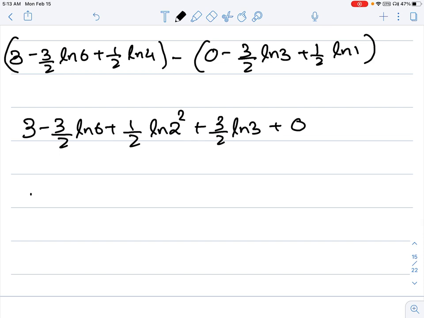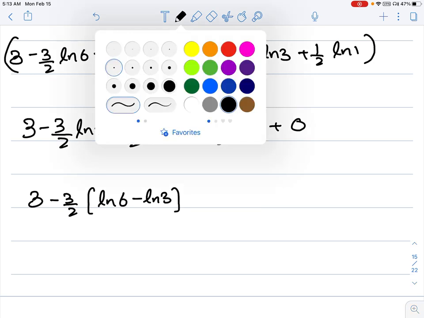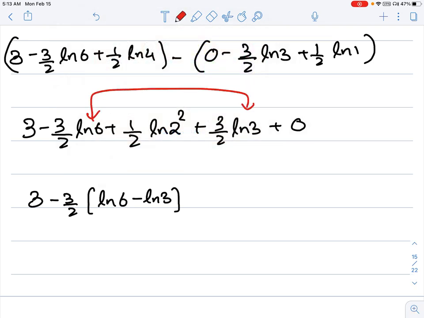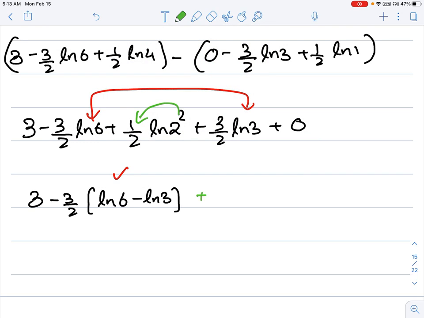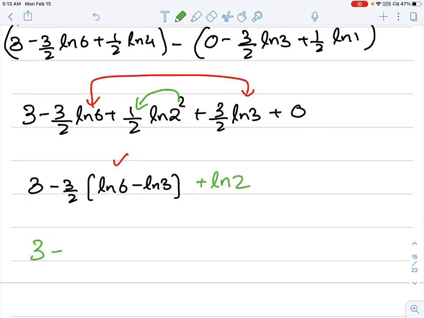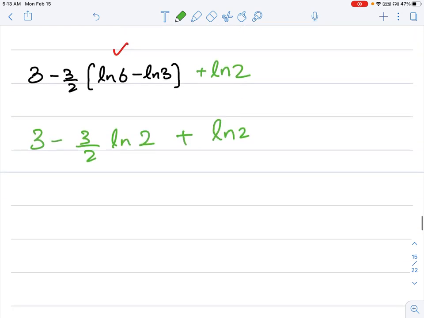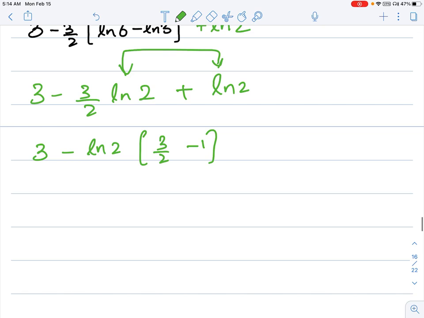So it becomes 3 minus 3 by 2 common, so ln 6 minus ln 3, by 2, 3 by 2 common in these two terms. Then we can see that 2 comes front, so 2 gets cancelled, it becomes ln 2. So it becomes 3 minus 3 by 2 ln 6 by 3, which is 2, ln 2. Now ln 2 common, so it becomes 3 by 2 minus 1. In these both ln 2 common, so it becomes 3 minus 1 by 2 ln 2. That's going to be the answer.